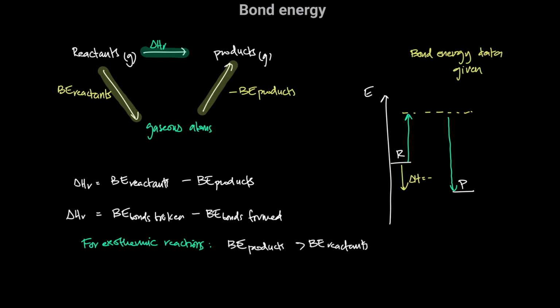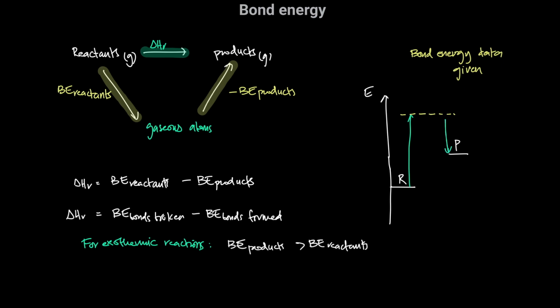On the other hand, of course, if we had an endothermic reaction, then we would have the reactants at a lower potential energy, and the products would be at a higher potential energy. So again, what's happening here is that we're first breaking the bonds in the reactants. That's an endothermic process, and then we are making the bonds in the products. So initially we have bond breaking, and then we have bond formation.